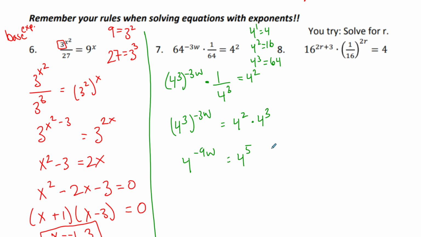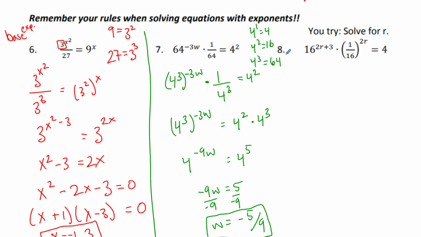And now it's easy. It's just like before. If we want to solve this, we need the exponents on the left to be equal to the exponents on the right. So negative 9w equals 5. Really easy algebra 1 problem. Divide by negative 9 on both sides. So w would be negative 5 over 9.